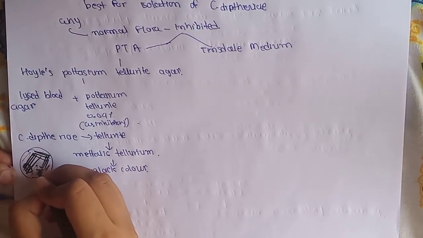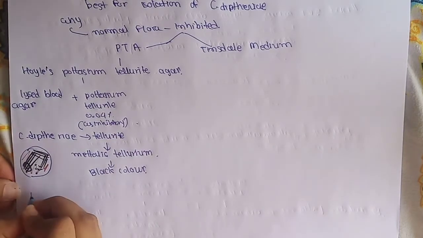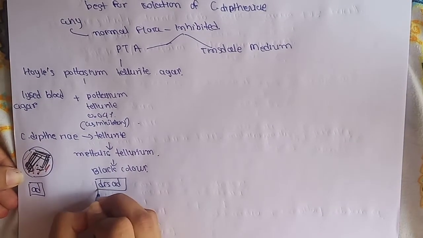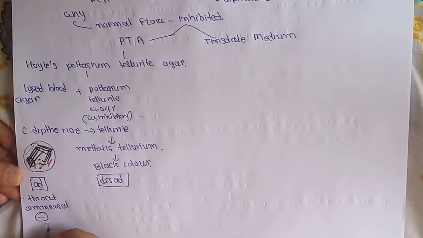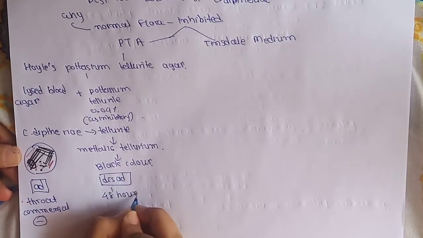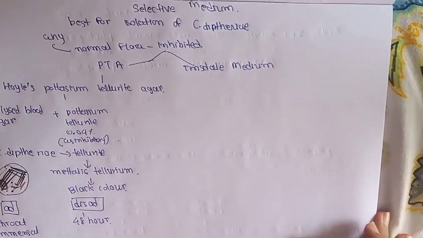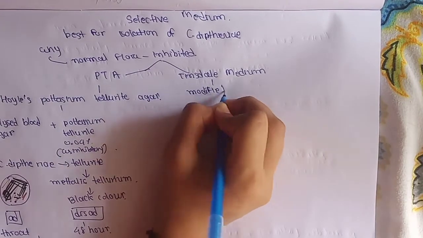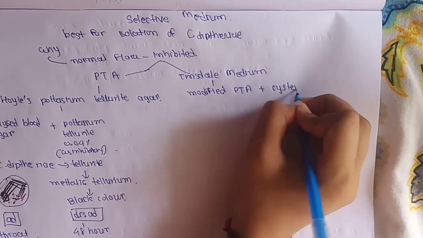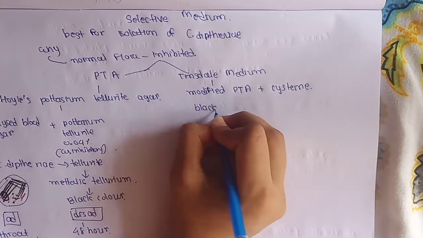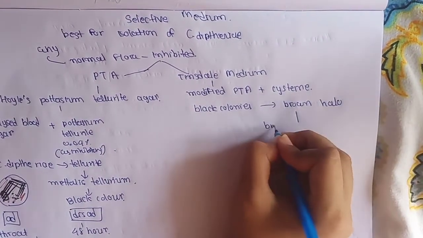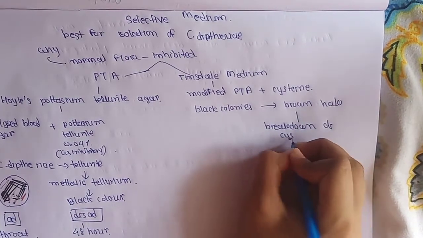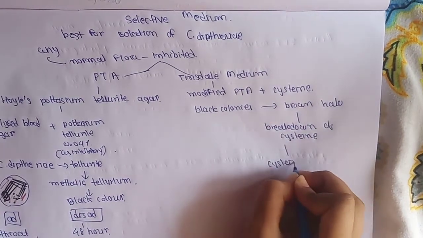Now let's have a look at the advantages and disadvantages of the Tinsdale medium, potassium tellurite agar. The advantage is that throat commensals are inhibited here, which are not inhibited in enriched media, and the main disadvantage is it takes 48 hours. Now the Tinsdale medium is modified potassium tellurite agar plus cysteine. Here we will have black colonies surrounded by a brown halo. This brown halo is due to breakdown of cysteine by the cysteinase enzyme.